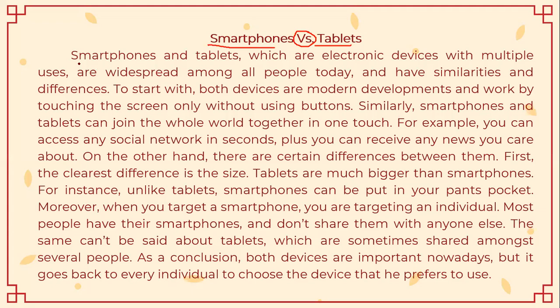Now I want to start with my topic sentence. As we said, in the topic sentence I have to mention the topic that I'm going to compare and contrast. So always I say start with a general idea about your topic. Since I'm talking about smartphones and tablets, let me just tell you what smartphones and tablets are. Smartphones and tablets, which are electronic devices with multiple uses, are widespread among all people today and have similarities and differences. So you see, I mentioned a general idea.